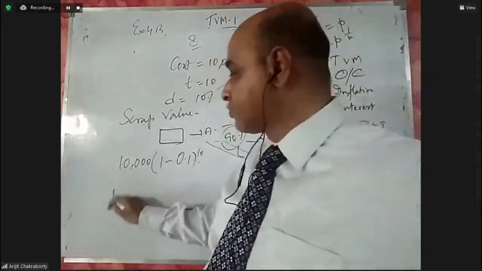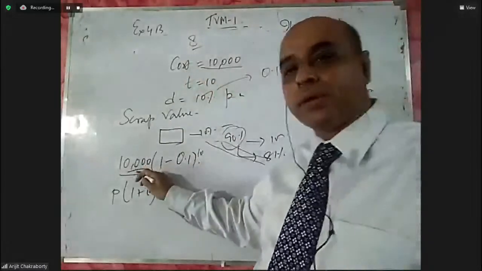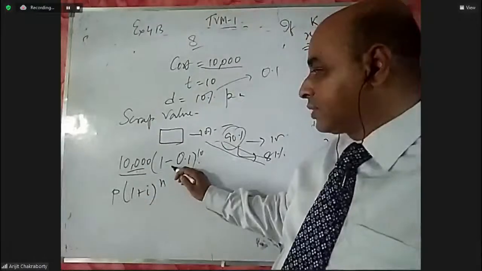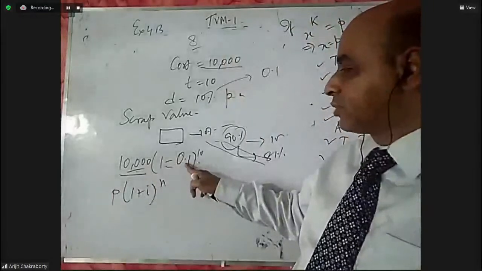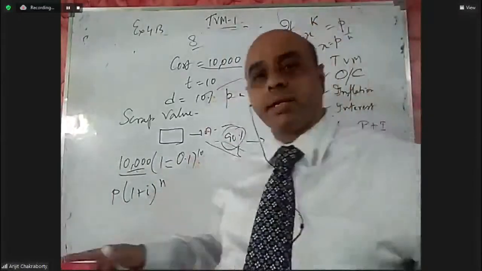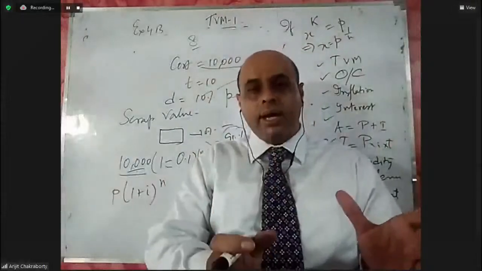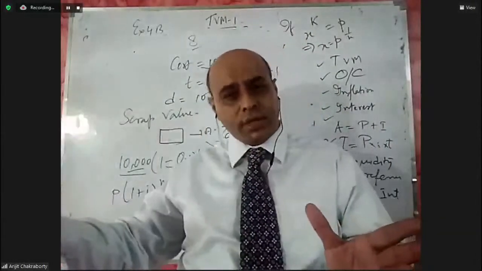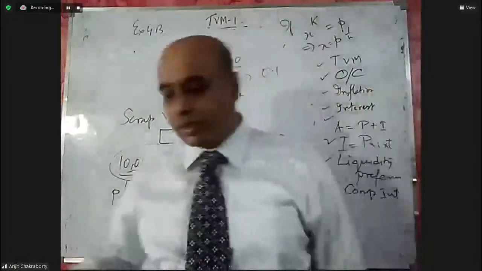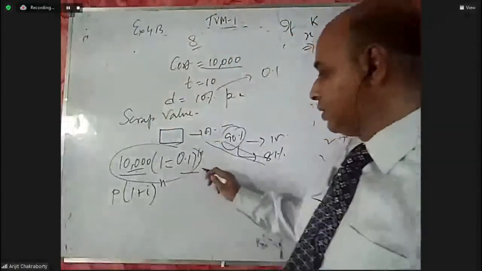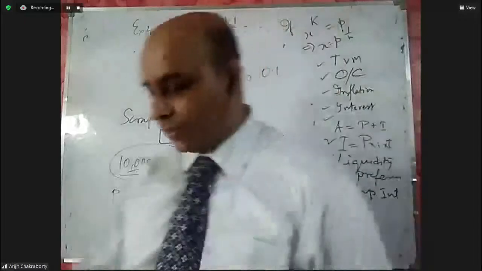So the same formula is used, principal into 1 plus interest to the power n. Here, principal means the original cost of the machine, which is 10,000. Instead of plus, since it's a case of depreciation, this is minus. And we are just putting 0.1 because 0.1 is the depreciation rate. The rest remains the same. The same way in which the original principal plus interest becomes the accumulated balance under the compound interest method, the same process has to be carried out here. And eventually, I think you will get the answer of around 3487. This will be the scrap value of the machine.